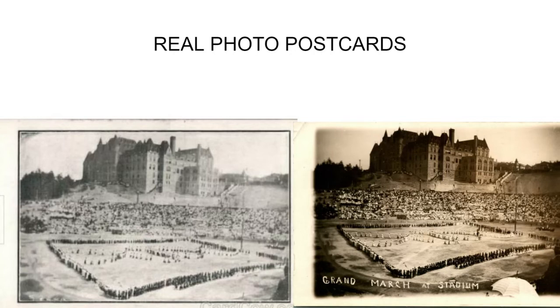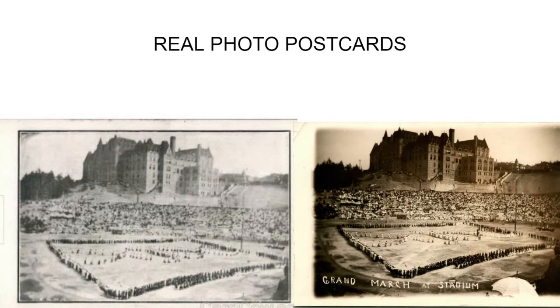And it's easy to see why. On the right, we have a real photo postcard of the Grand March at Tacoma Stadium in 1910. On the left, we have a printed postcard depicting that same image. If you're doing research on the postcard on the left and you happen to see a listing for the postcard on the right, which shows the exact same image, you might be inclined to think that the postcard in your hand is a real photo, when in fact it is not. It may have used a photograph as its source image, but it is in fact a printed postcard.